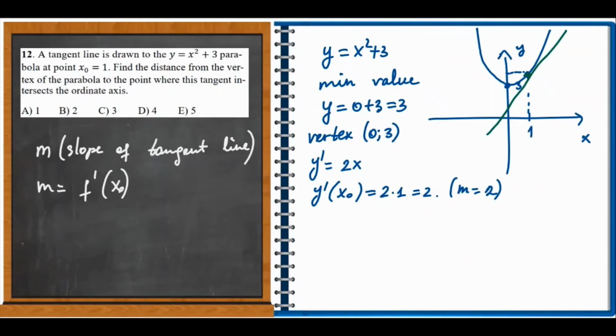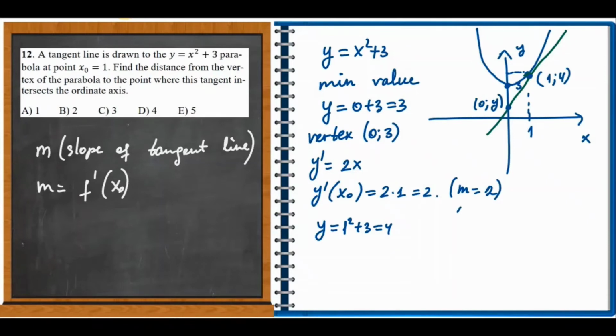Therefore, we can find the coordinate using the quadratic function. It will be y equals 1 squared plus 3, which is 4. So now we found a point on this line. It's (1, 4). And we know the slope of this line, and we must find the intersection point. Here, intersection point means that the x coordinate is 0, and we don't know what the y coordinate is.